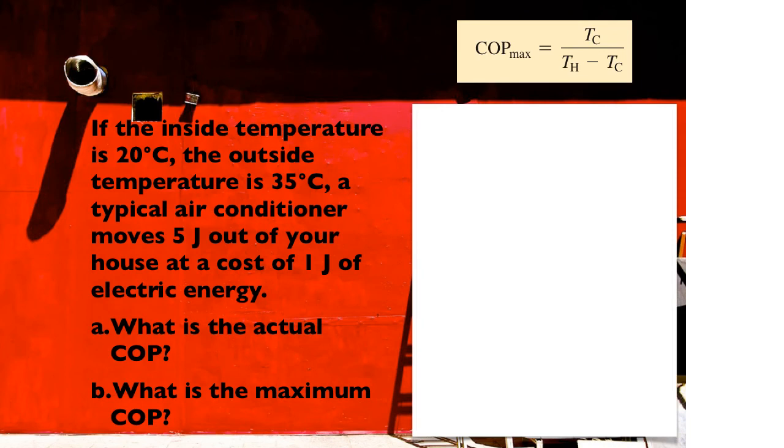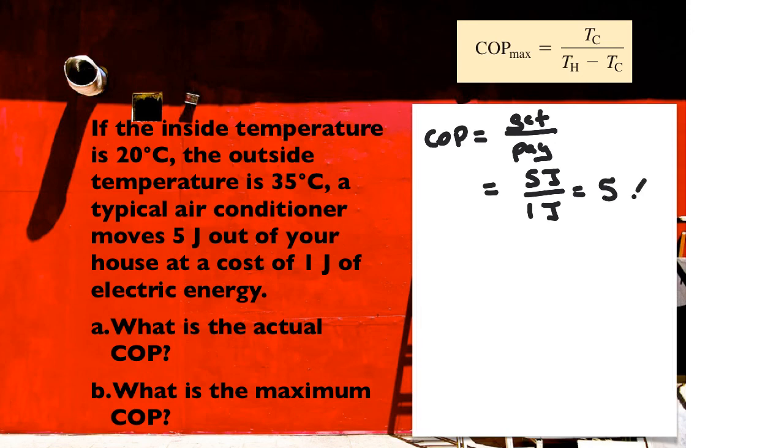So first off, let's compute the actual. Well, coefficient of performance is an efficiency. It's basically what you get divided by what you had to pay. And what you get is 5 joules of cooling. You pumped out 5 joules of heat, and what it cost you was only 1 joule of electric energy. The coefficient of performance is 5. That's 500% efficient, really. You're pumping 5 times as much heat as you're putting in energy, which is kind of amazing.